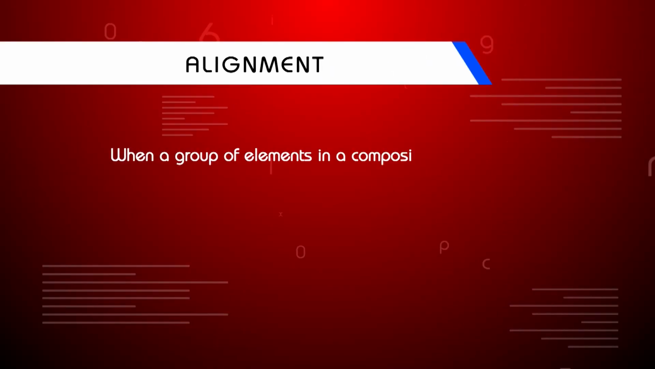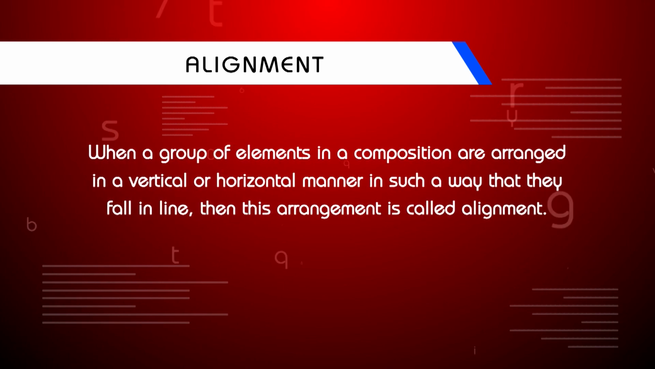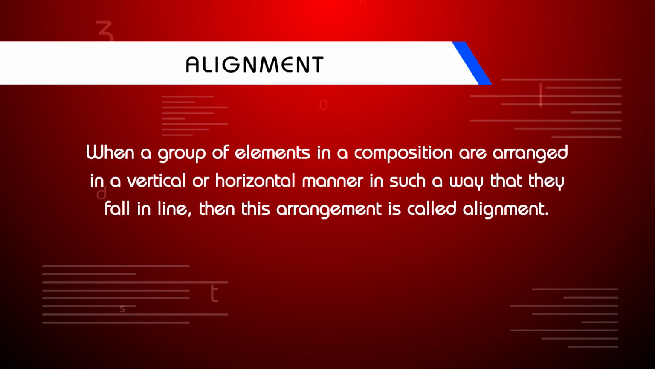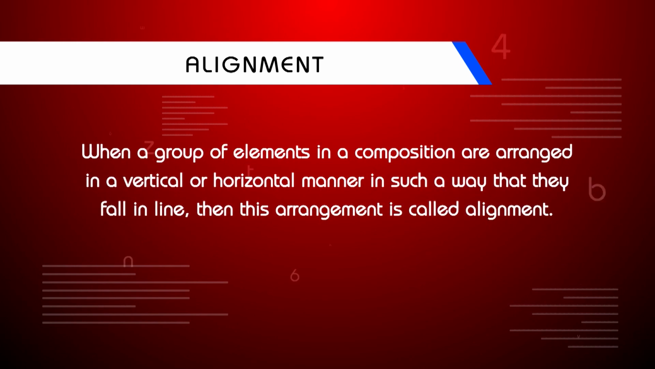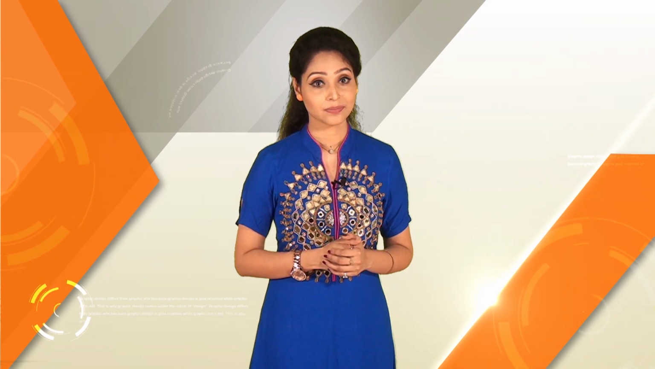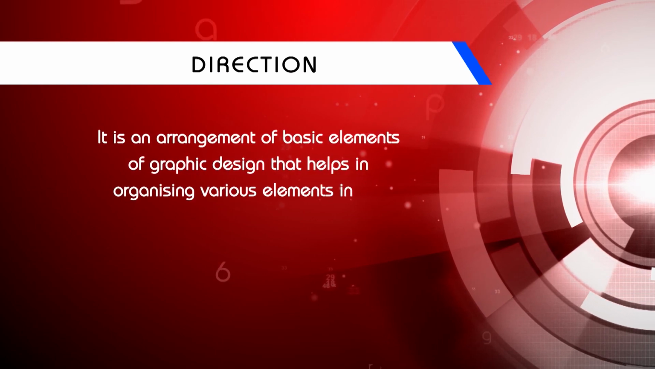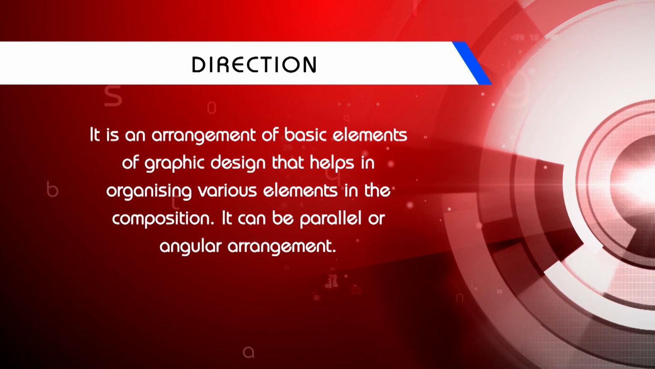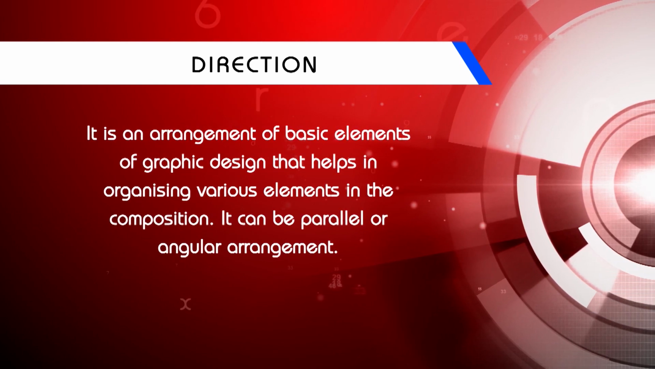So students, let's first talk about alignment. When a group of elements in a composition are arranged in a vertical or horizontal manner in such a way that they fall in line, then this arrangement is called alignment. The elements can be arranged in a diagonal manner also. It is an arrangement of basic elements of graphic design that helps in organizing various elements in the composition. It can be parallel or angular arrangement.